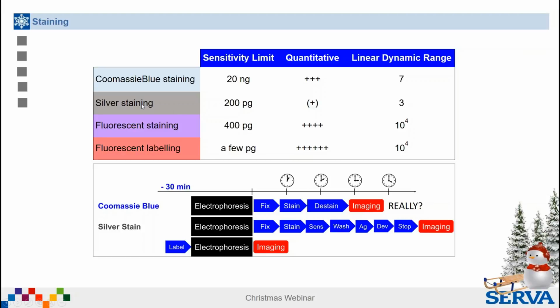Be aware that silver staining cannot be used quantitatively because it's no endpoint. So if you would leave your gel in your developer for too long, you will just have a black piece of gel where you do not see anything afterwards.